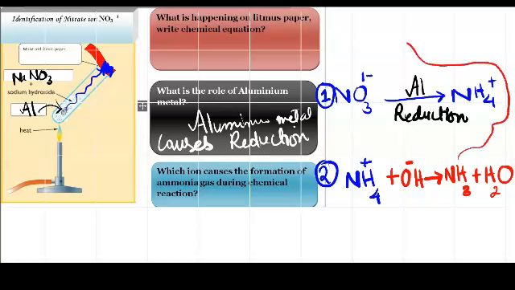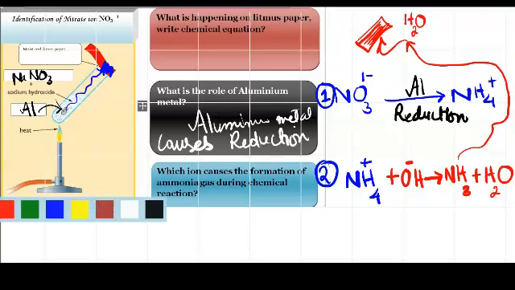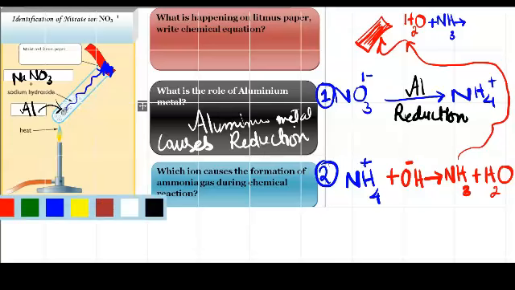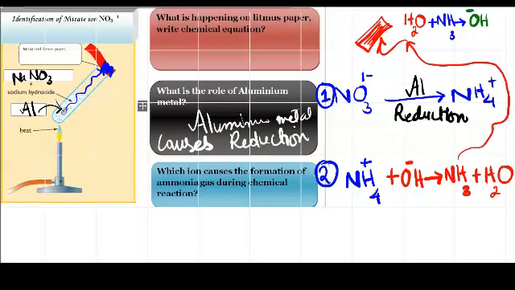This ammonia gas which is formed in the second step reaches the moist red litmus paper. So moist means this red litmus paper contains water, and this ammonia gas reacts with water, making hydroxide ion plus ammonium ion again. These are the hydroxide ions.